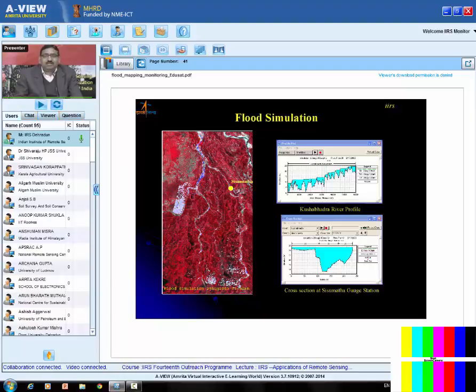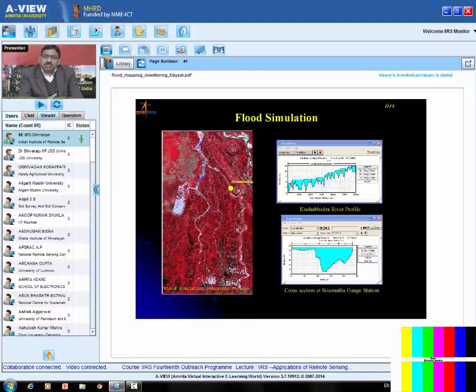Modeling will tell you, see, this is the river. Suppose a certain amount of rainfall occurs. Along the river, how water will move downstream as per time, along the cross section how it will move, and finally it will inundate here. So this is our target and we want to know that. For this, we have to do hydrological modeling, flood modeling.